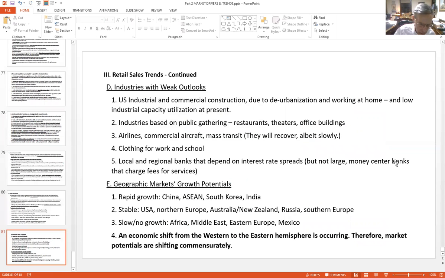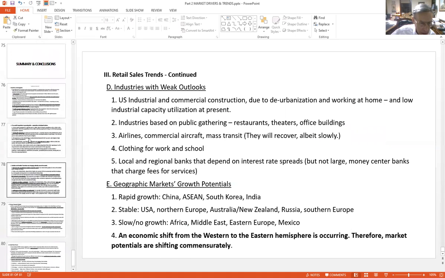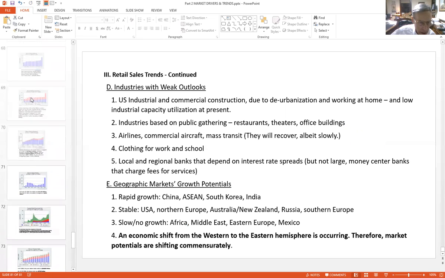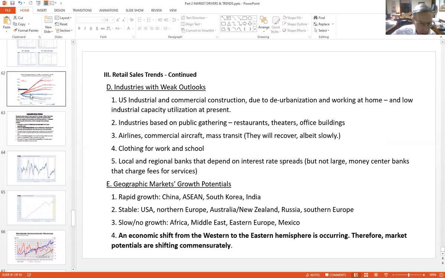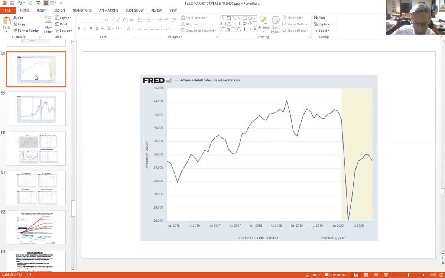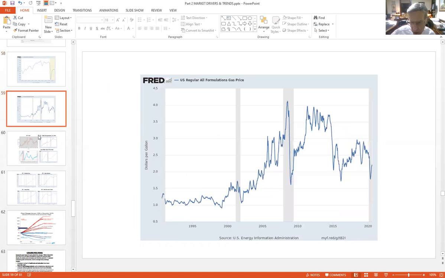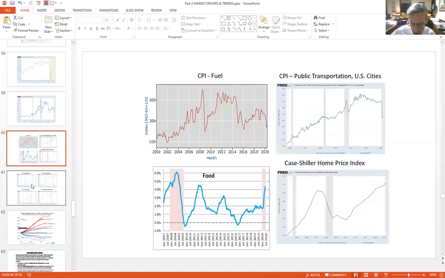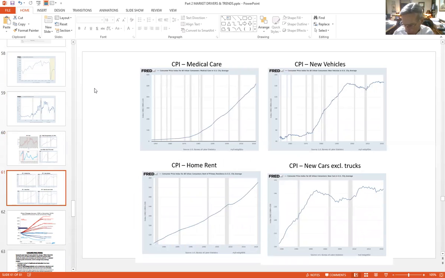So what kind of conclusions can we now draw about retail sales? And I'll start with industries. Whoops, I went a little too far, didn't I? I sure did. I must have hit the wrong button. Gasoline stations, gas prices, the trend charts we looked at. Here are prices for medical care. New cars, the prices have sort of flattened.